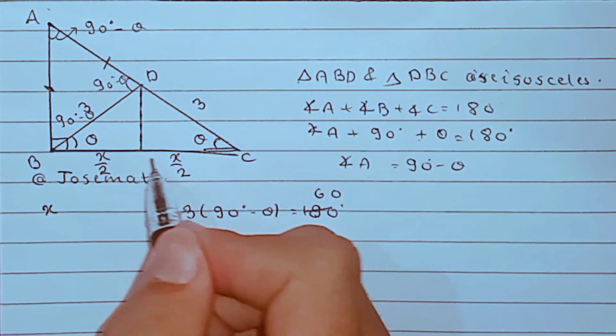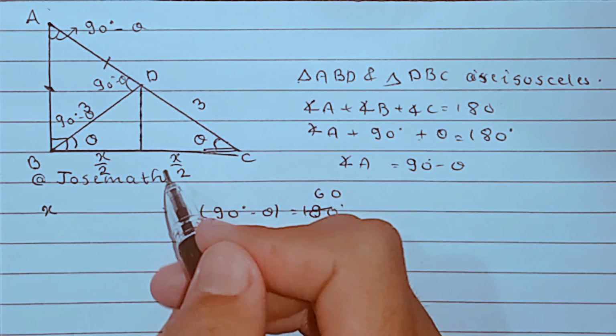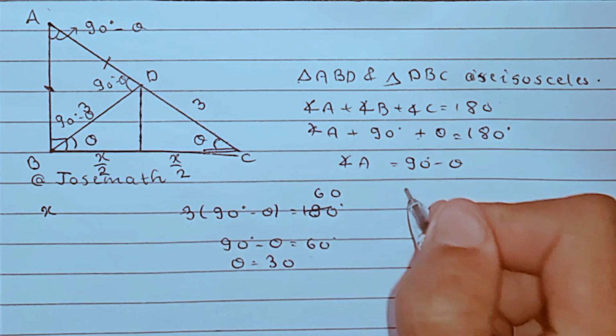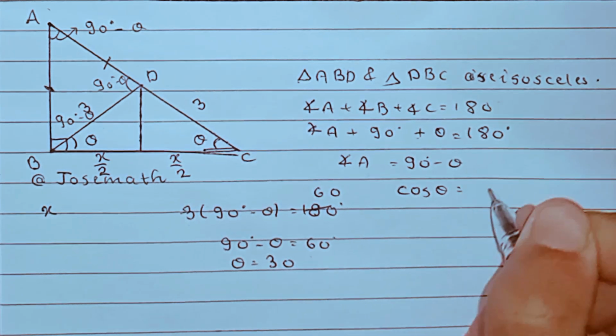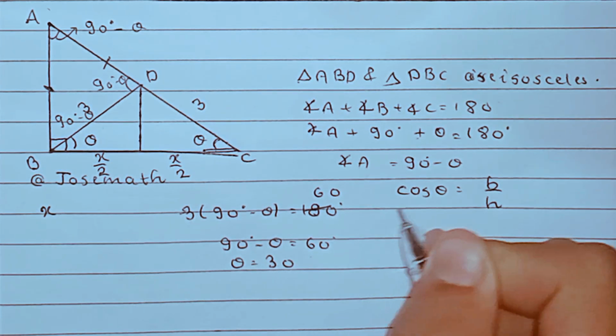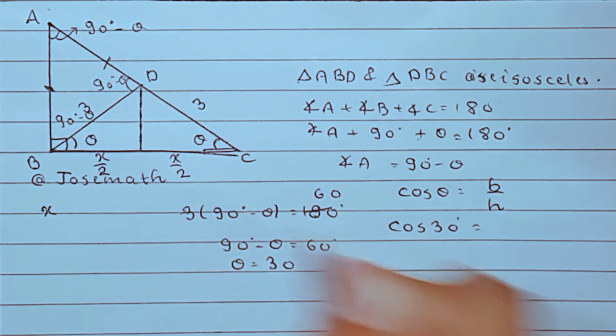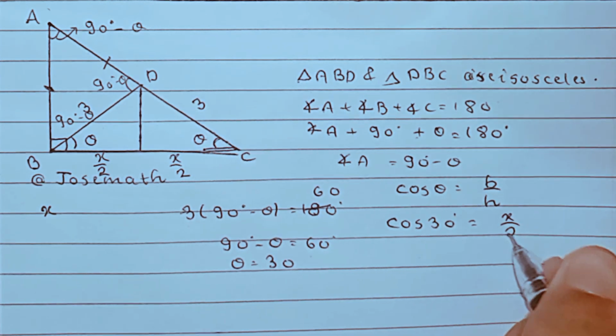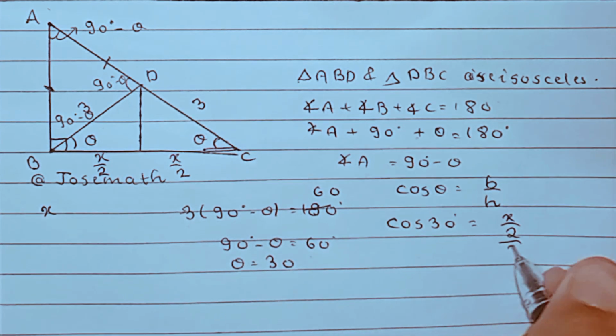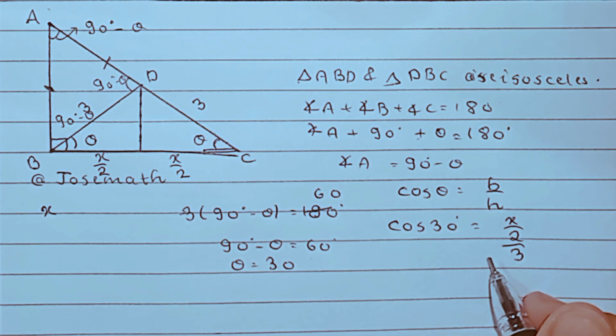Now we have a base here and we have a hypotenuse, so the relation between base and hypotenuse is cos theta. So cos theta is equal to base by hypotenuse. What is the value of theta? It is 30 degrees, so cos 30 degrees is equal to base. We have the base to be x by 2, and finally we have the hypotenuse of 3. The value of cos 30 is the same as sin 60, root 3 by 2.